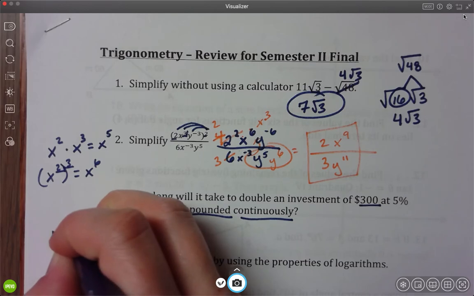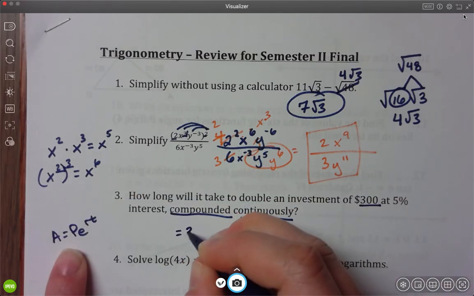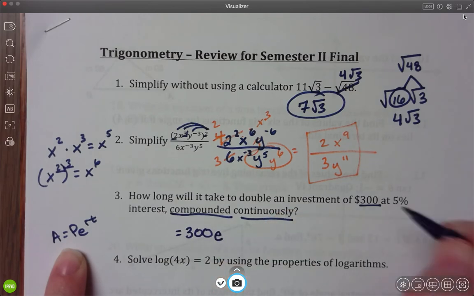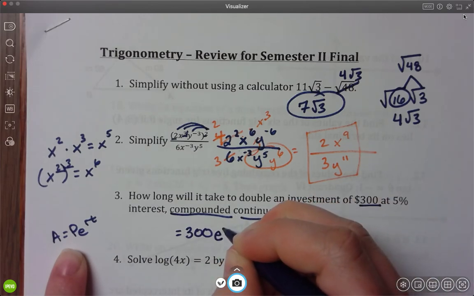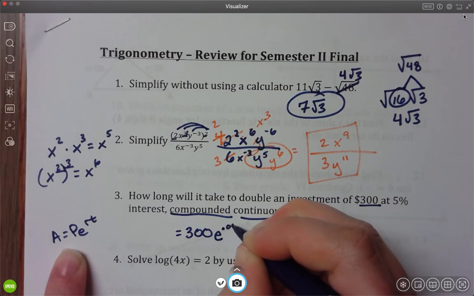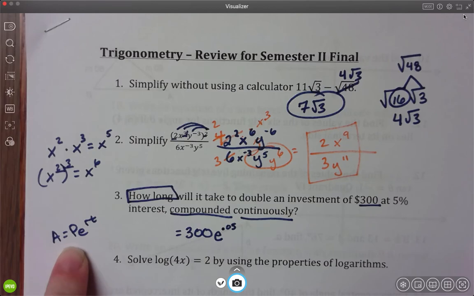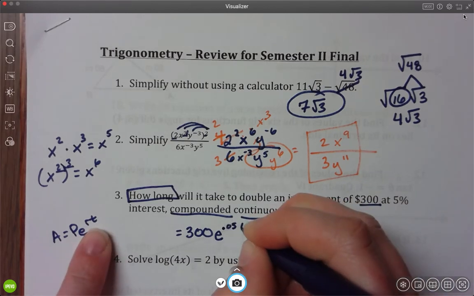300 is going to be my P value. That's what I'm starting with, my principal value. E is just E. The interest rate is 5%, or 0.05. And it says how long. That tells me what I'm solving for. I am solving for t because t represents how long.